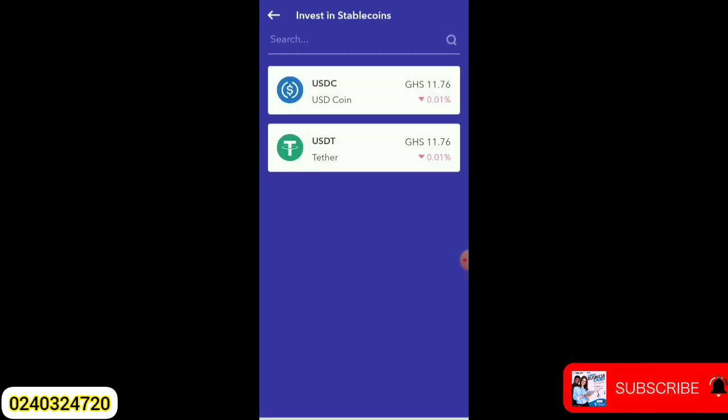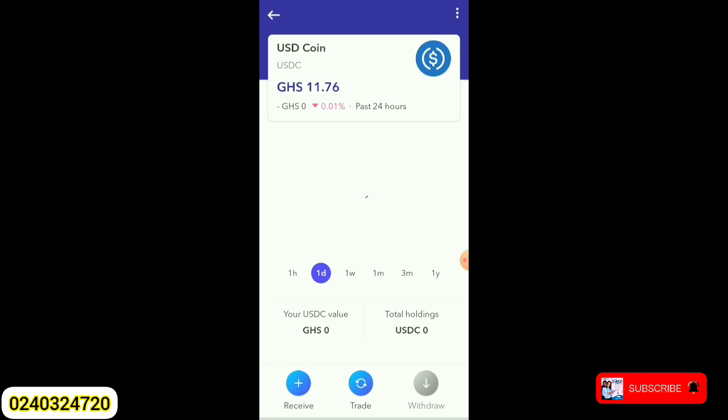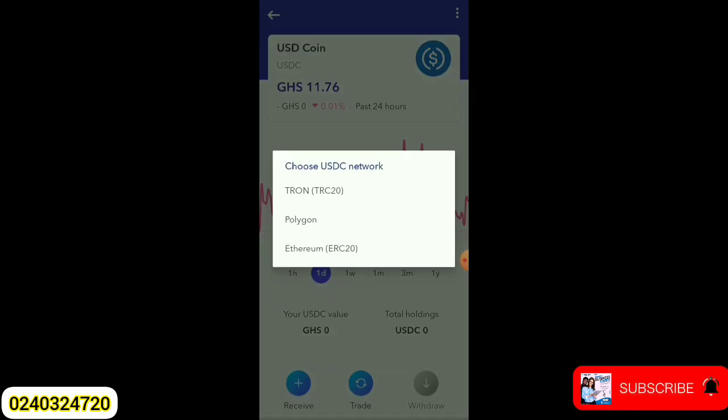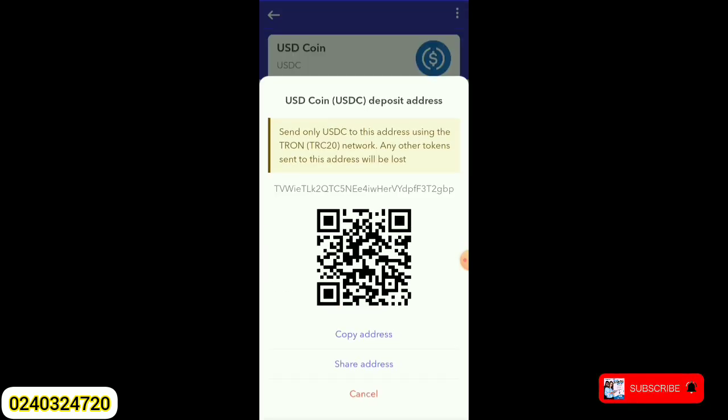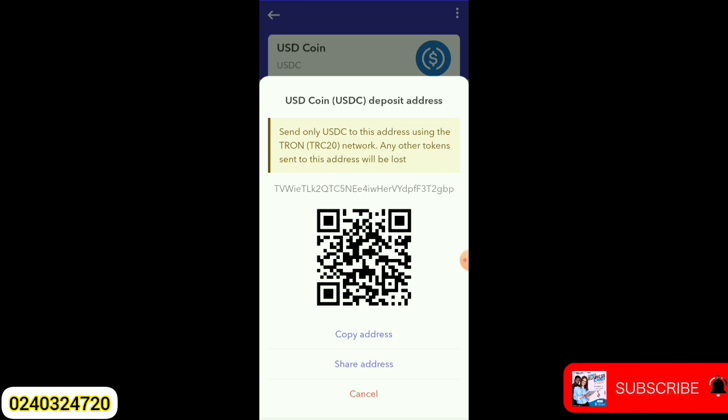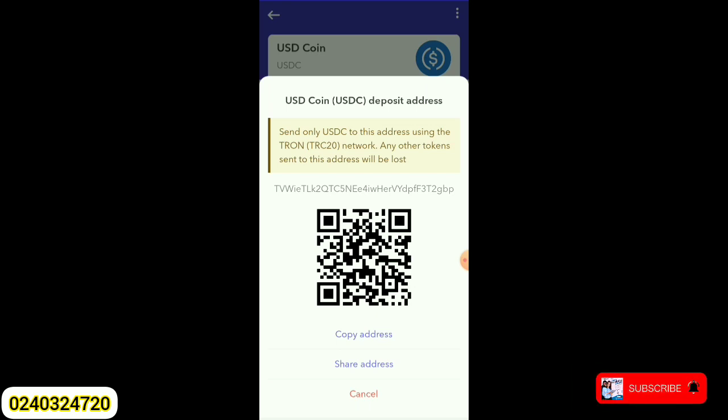Let me go straight to the USDC. If I click on the USDC, this is how it also appears. It's the same thing. It accepts only three networks: Tron, Polygon, and Ethereum. So if I click on Tron, the TRC20, and copy the address, this one can't receive USDT. You have to know the difference between USDC and USDT. USDT is United States dollar Tether, and USDC is United States dollar Coin. You have to know the difference between these two.